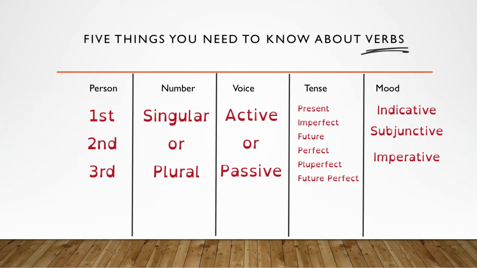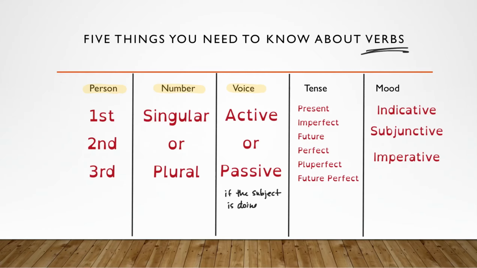Two of the verb features that we know so far are person and number. We've already talked about those. Remember, person can be first, second, third. Number can be singular or plural. Next comes voice. Don't worry about this one. This one just tells basically whether or not the subject is actually doing the action. It can either be active or passive, but we're not going to worry about that one right now.